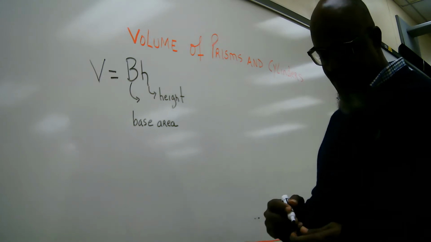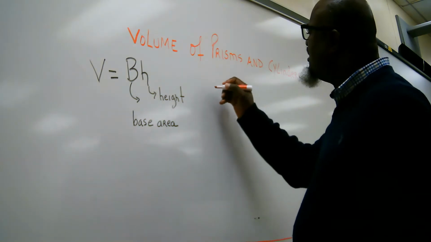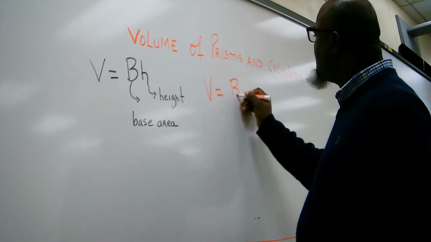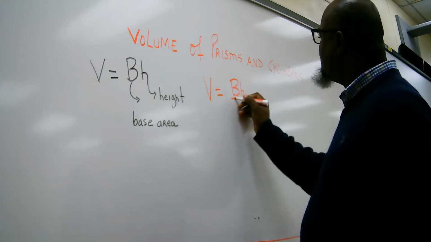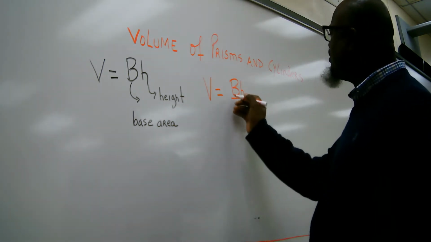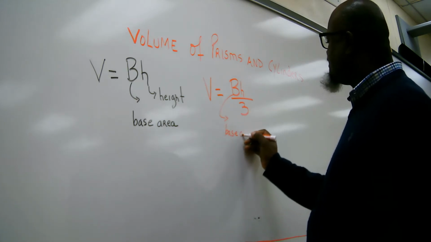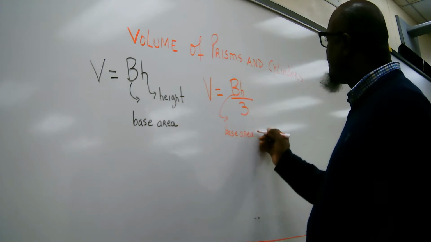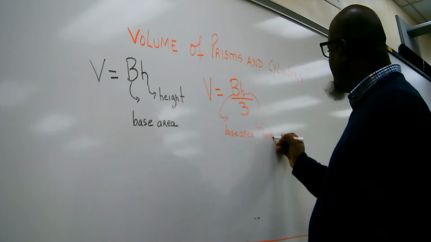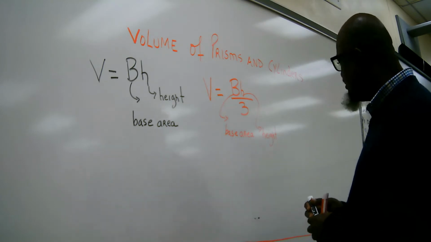Or the other option, you will be given V equal to capital B times H over 3, or divided by 3. As you already know, capital B is still base area, and H is the height. You have to know for which shape it applies. So we're going to go over that.